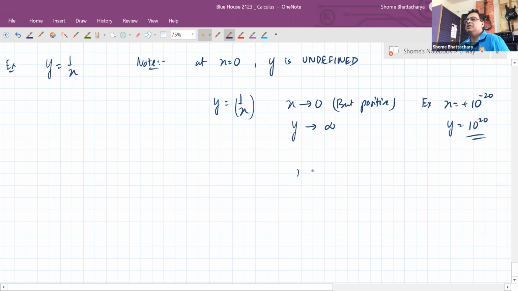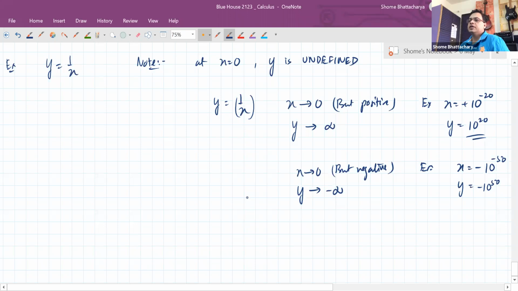Whereas on the other hand, x is tending to 0 but negative. Okay. So then y tends to minus infinity. So for example, if we take x as minus of 10 to the power minus 50, then y becomes minus of 10 raised to the power 50. So it tends to minus infinity as x tends to 0, but from the negative side. Okay. Similarly, as x tends to infinity, y tends to 0. Or as x tends to minus infinity, again y tends to 0.